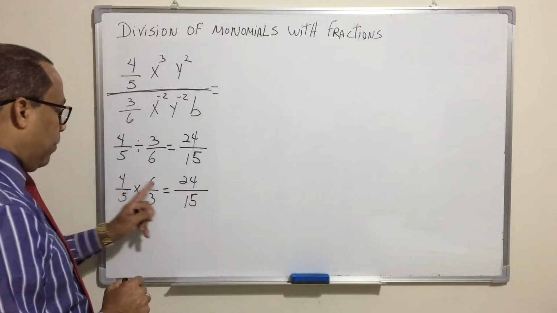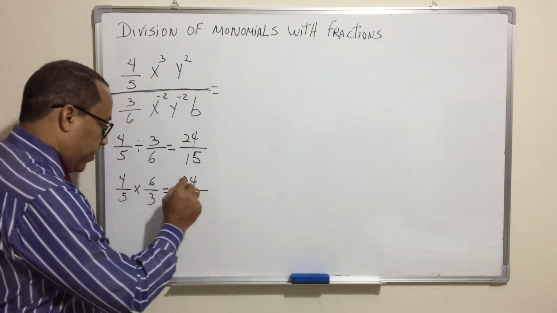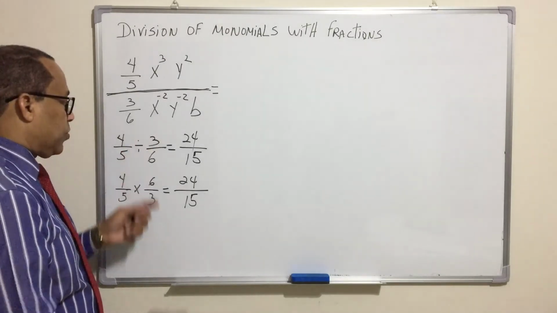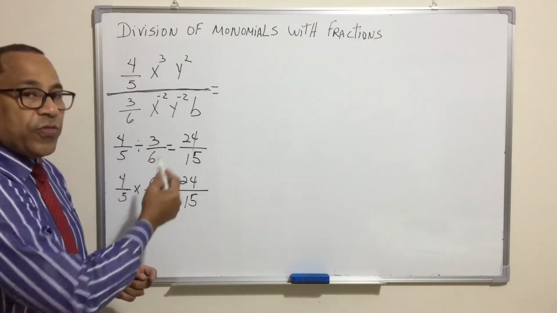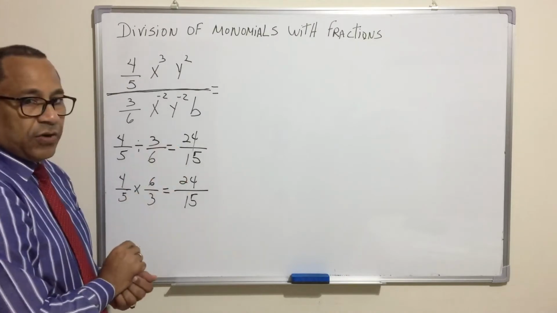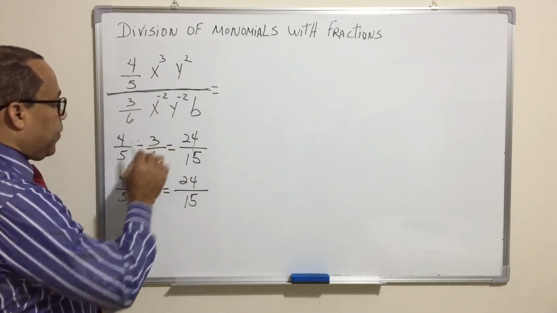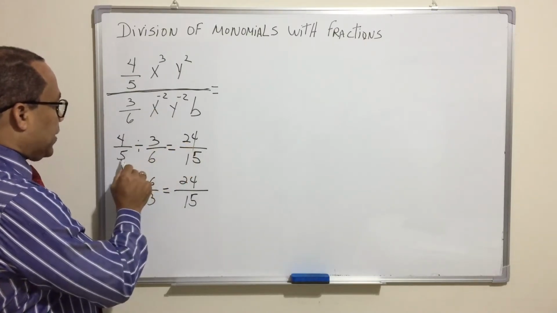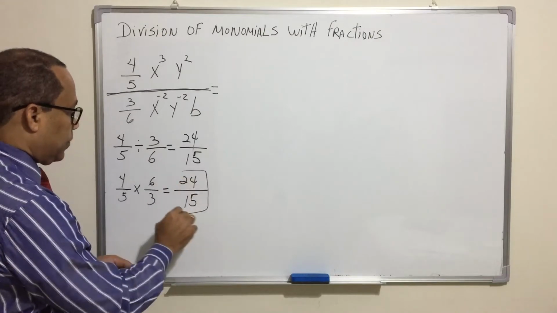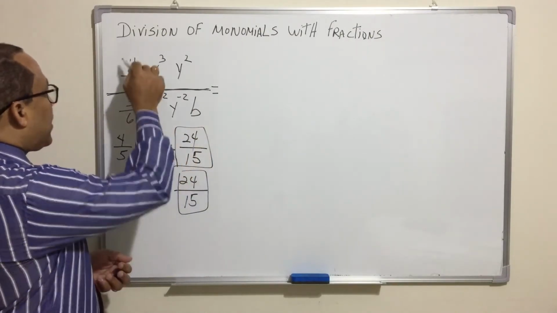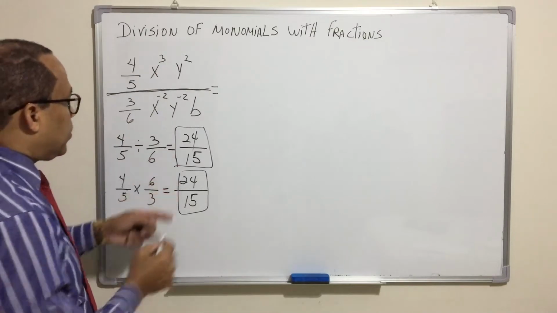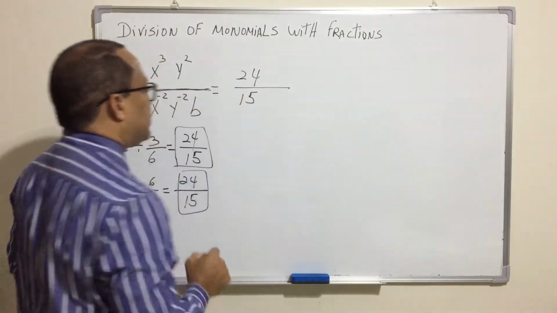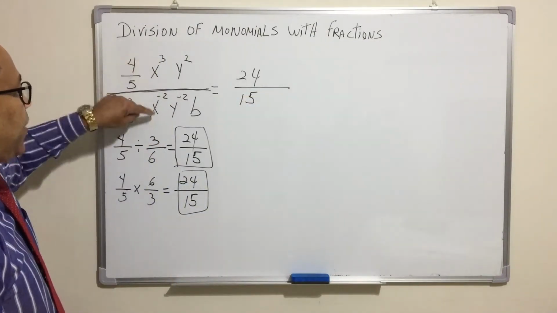Notice that in the multiplication, I multiply the numerators and I multiply the denominators, but in the division of fractions, I cross multiply without getting the reciprocal of the second fraction. I just brought it down the same way it was, 3/6. And I cross multiply, 4 times 6, 24, 5 times 3, 15. And we got the same result. Now I have the result for the fractions. The result is 24 over 15. And then I'm going to divide the monomials.